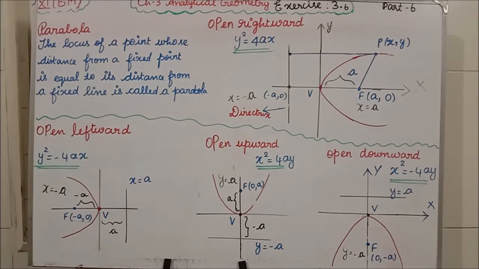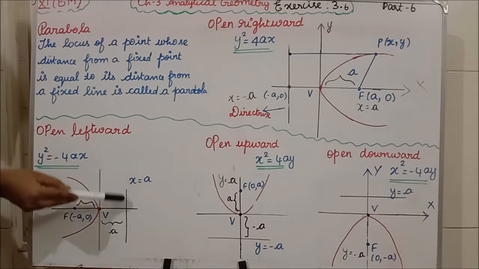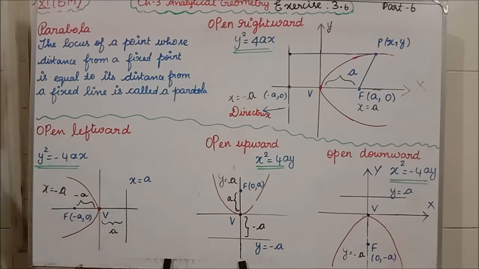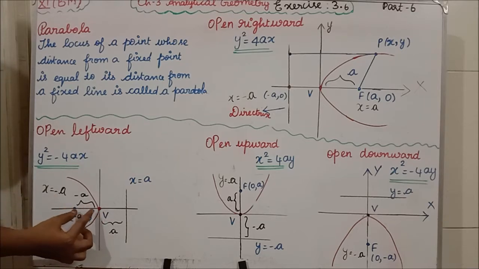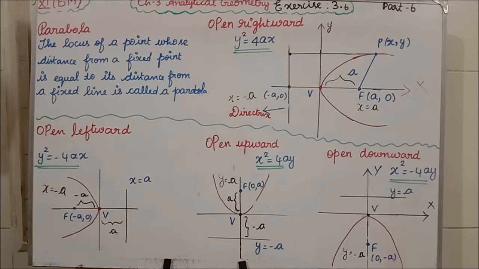Now from the diagram I will explain the equation of the directrix, the length of the latus rectum and the equation of the latus rectum. First we will see the equation of the directrix and the equation of the latus rectum. I will explain open leftward. Students, x equal to a. This fixed line is the directrix I told you. So x equal to a is the equation of the directrix. The same distance here also, but it is negative. So x equal to minus a is the equation of the latus rectum.